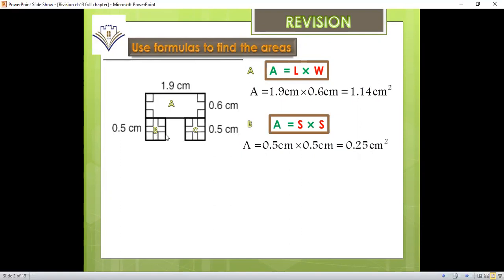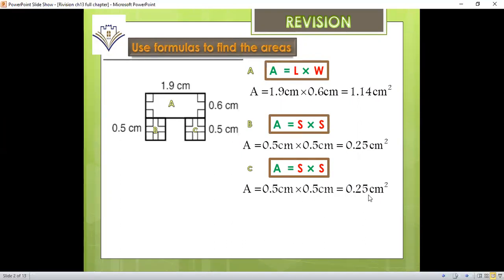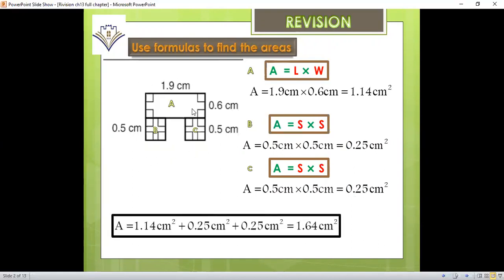And shape C is similar: side multiply side. 0.5 centimeter multiply 0.5 centimeter, the product is equal to 0.25 square centimeter. Now we calculated each one separately. Then we need to calculate the total area of the Z shape, which equals the sum of these areas. 1.14 square centimeter plus 0.25 square centimeter plus 0.25 square centimeter equals 1.64 square centimeter.